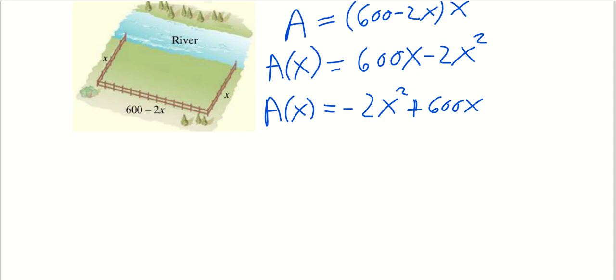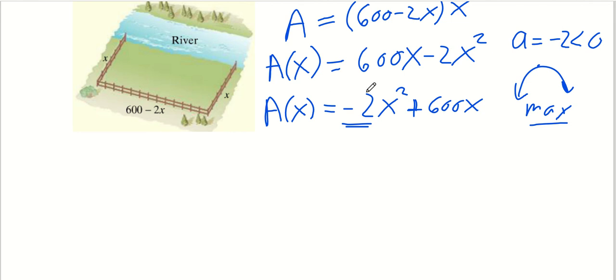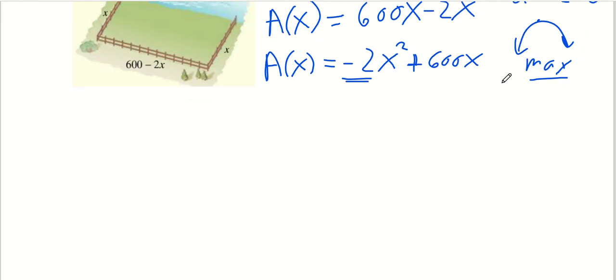And notice that if you look at the type of quadratic we get, the leading coefficient, lowercase a, is negative 2, which is less than 0, which means that this function opens down, and so we will indeed get a maximum value. And that maximum is going to be given by the vertex. So now let's find the vertex of this using the vertex formula.